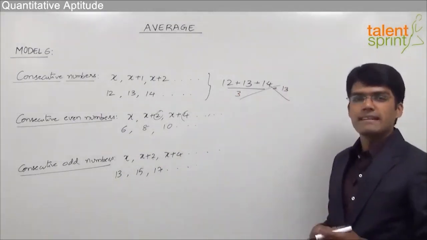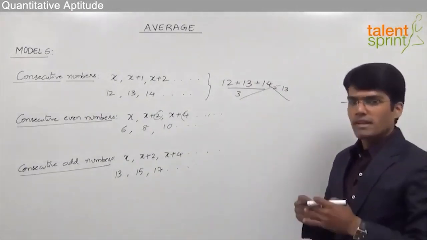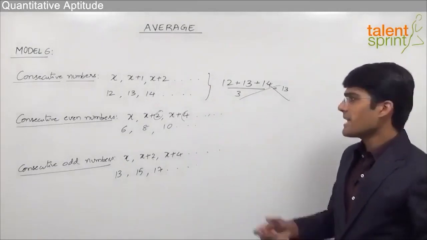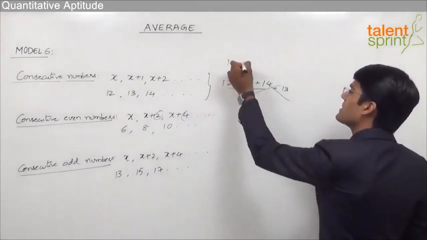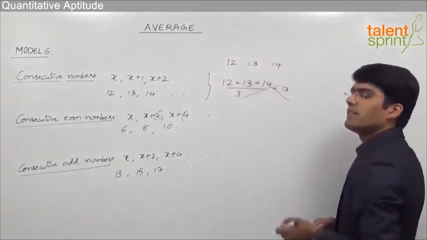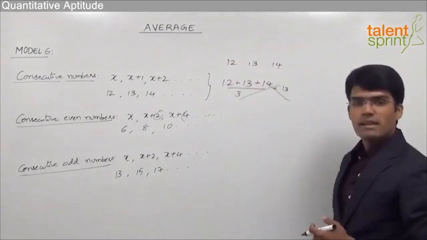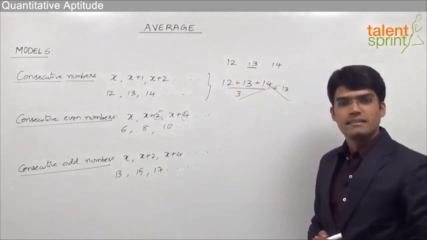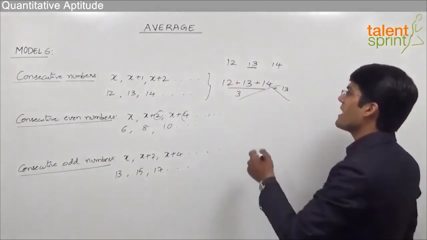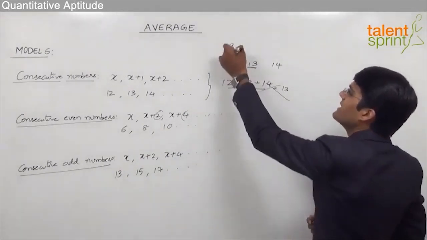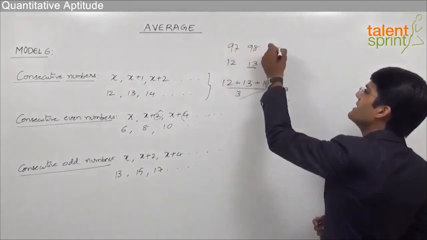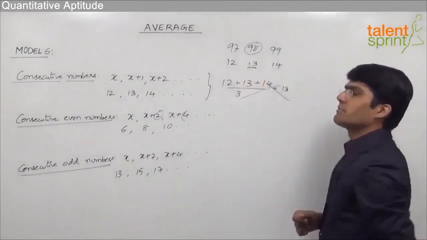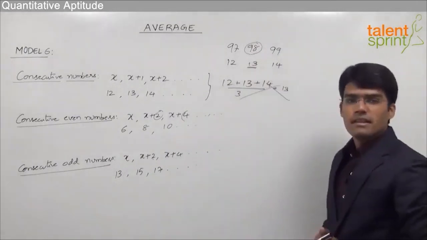Instead, we can directly say that the average of consecutive numbers is always the middle number. For example, in this case, the three numbers which we had were 12, 13 and 14. So without doing this calculation, I can directly say that the average should be the middle number, that is 13. Similarly, suppose we have consecutive numbers like 97, 98 and 99. The average of these three numbers should always be the middle number since they are consecutive in nature.